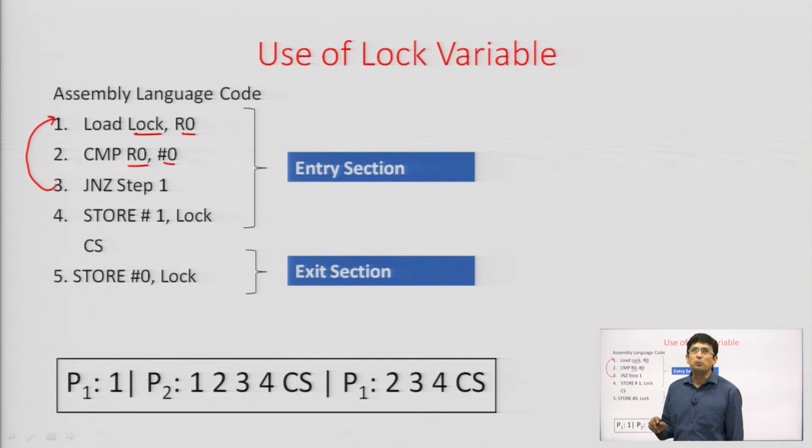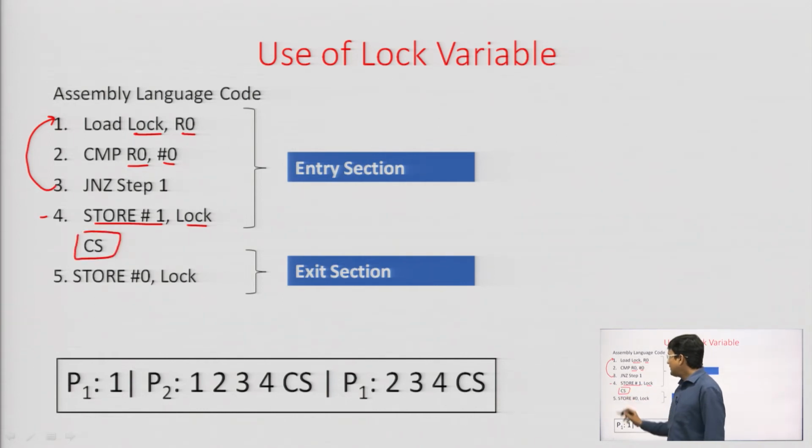So this is in a loop, jump if not 0, JNZ means jump if not 0, go to step 1 and do it again, and when it is 0, we come to step number 4 and set the value 1 in the lock, lock equals 1, after which the critical section entry is there. Then when the critical section is completed, you can store the value 0 in the lock such that the other process can enter the critical section. Now let us see it with an example.